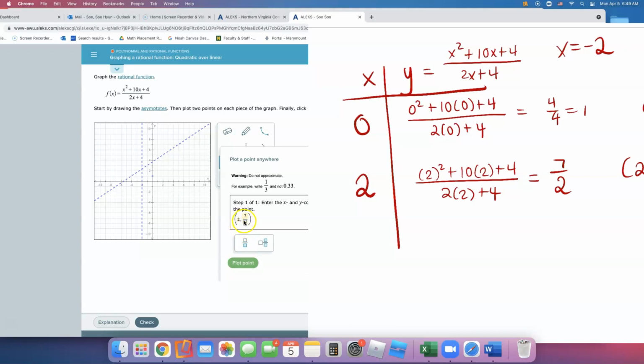7 over 2. My dogs are scratching the door. I must pause the recording for just 1 second.